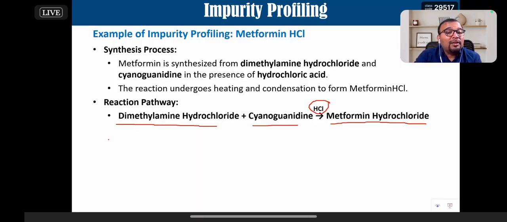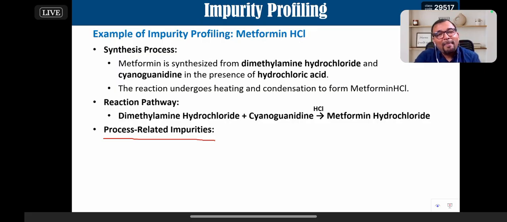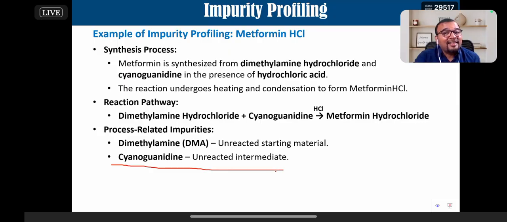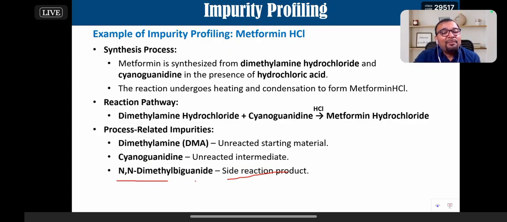Now understand what the process related impurities are. First and foremost, the unreacted dimethylamine can be a process related impurity. The same is the case with unreacted cyanoguanidine. There could be a side reaction product like N,N-dimethylbiguanide, right? So understand how the process related impurities can be identified and how they can be separated during the reaction.